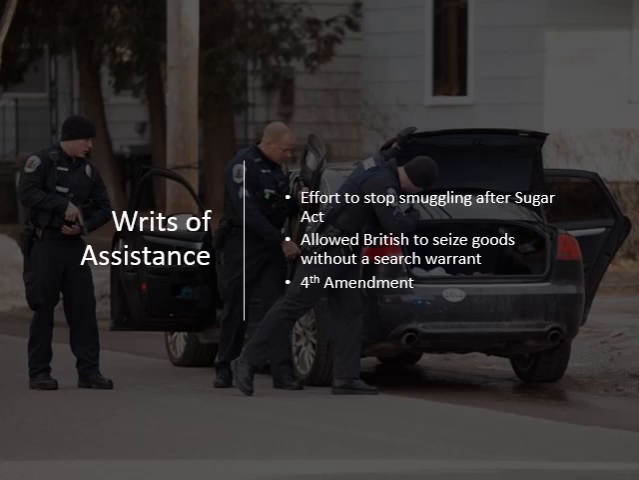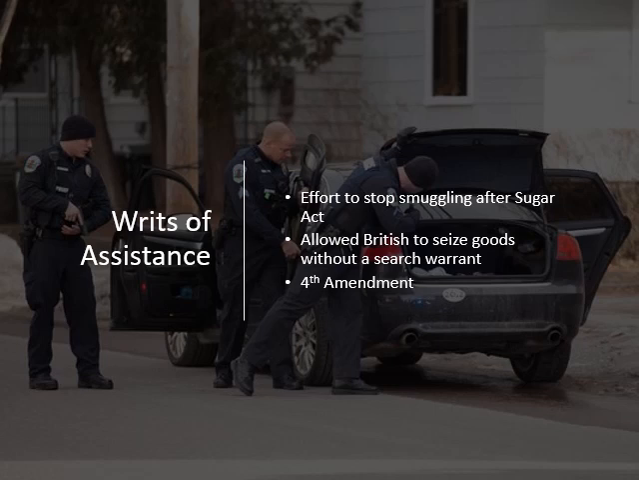So one of the ways that the colonists got around paying the sugar tax and some of the other taxes was smuggling goods around British authority, bringing them through ports at different times, or smuggling them in different kinds of containers, stuff like that. So what happened was the British passed the Writs of Assistance, which was an effort to stop smuggling, and it allowed the British to seize goods without a search warrant.